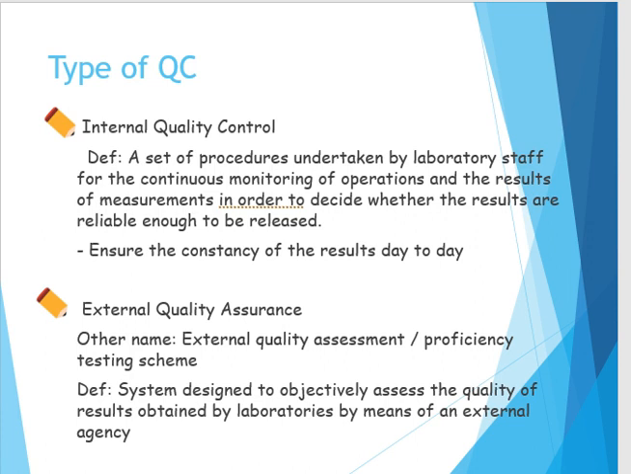Okay, what are the types of QC? It has two major types, which are internal quality control and external quality assurance. So internal quality control is a set of procedures undertaken by lab staff for the continuous monitoring of operations and the results of measurements in order to decide whether the results are reliable enough to be released. So it is to ensure the constancy of results day to day.